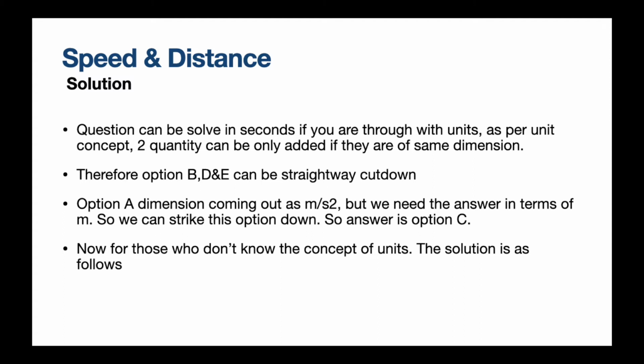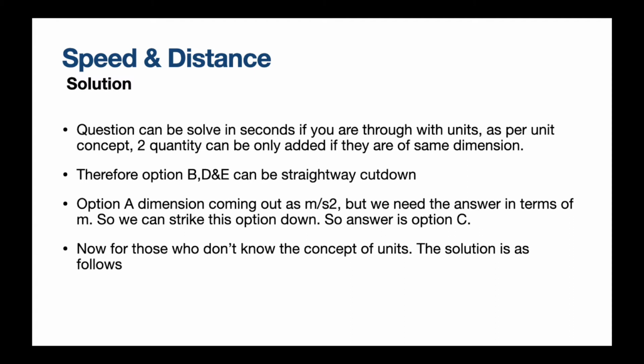One more thing is that in order to add two things, these two things must be of the same unit. So going by that philosophy, I can straightaway strike down options B, D, E, in which I am adding time, which is in seconds, to meter per second, that is speed. So this way options B, D, E can be straightaway struck down. Now I am left with options A and C.